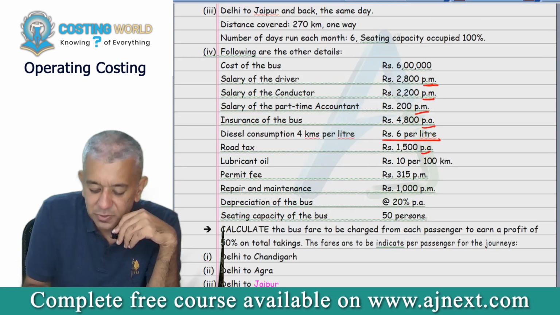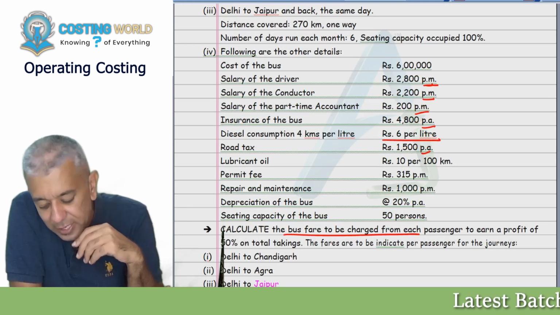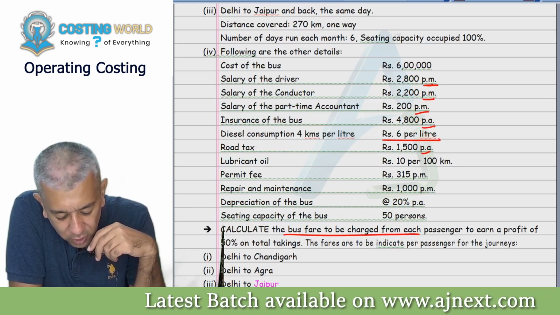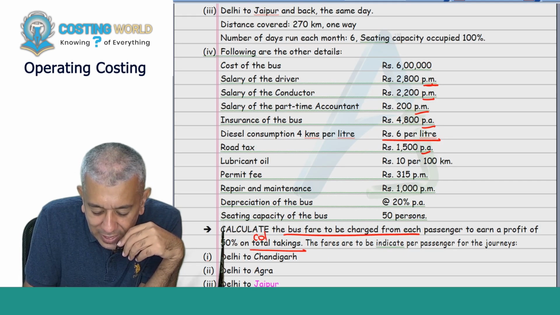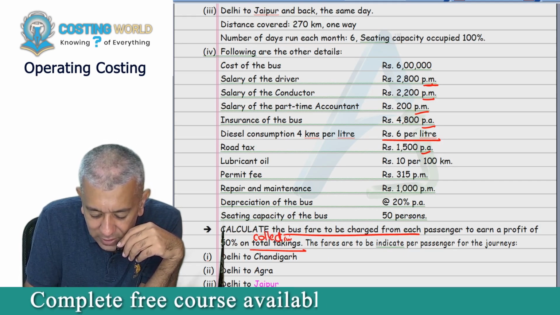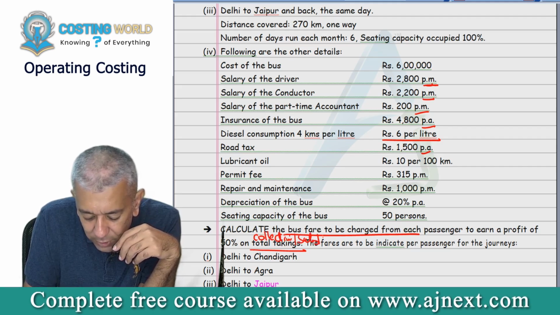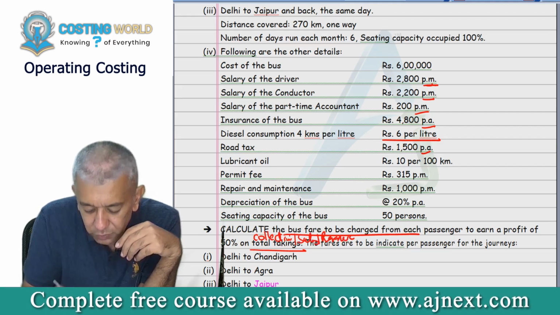Calculate the bus fare to be charged from each passenger to earn a profit of 50% of total takings. Total takings means collection. In your language, it can mean sales also. In my language, it can mean revenue also.